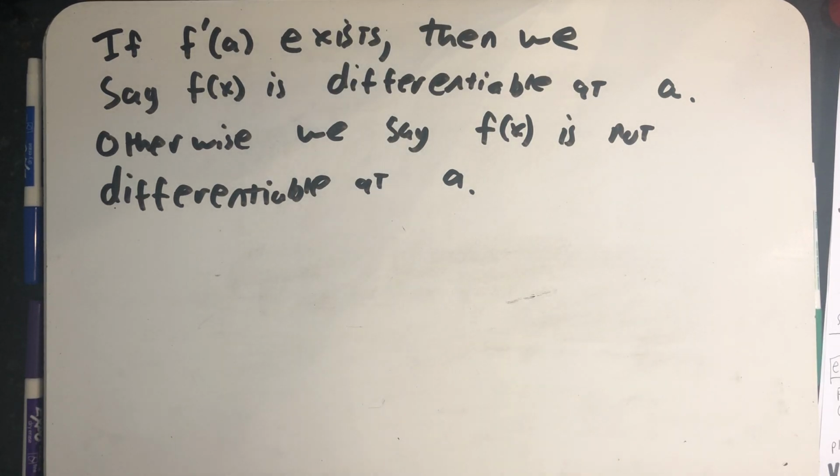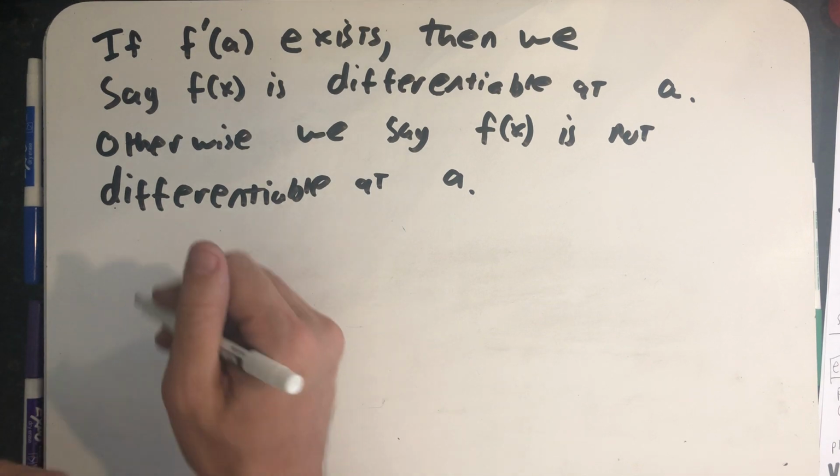In this video, we're going to learn a little more terminology about the derivative. If f prime of a exists, then we say f of x is differentiable at a. Differentiable is just our word that will mean you can find a derivative. Otherwise, we say f of x is not differentiable at a. So we'll expand on that just a little bit.